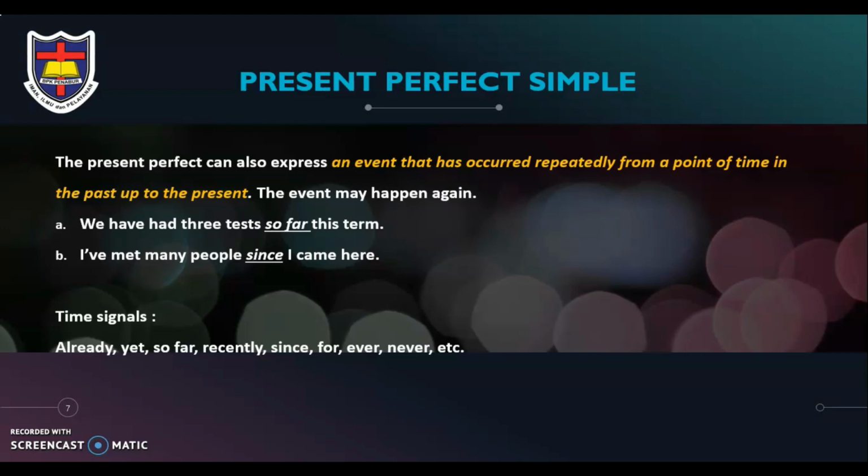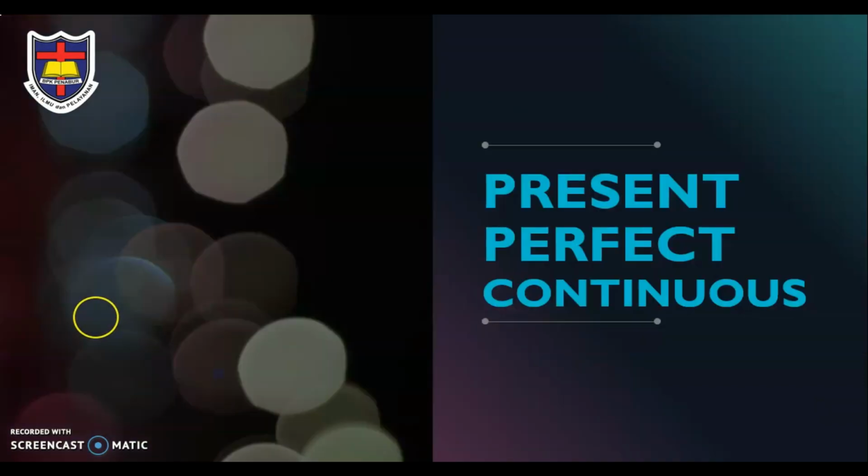And next one, I have met many people whom I can hear. The next time, you may meet another person. Okay? So the time signals of present perfect simple that can be used are already, yet, so far, recently, since, for, ever, never, just, and the other ones. Okay, let's go to the next slide.